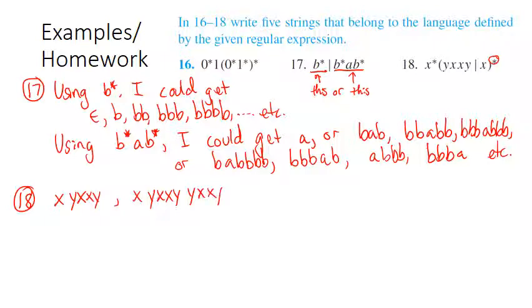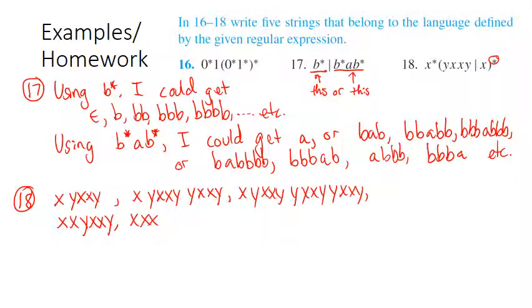I could do it a few times. I could do it 3 times if I want, however many times you want. Or I could do a couple x's in the beginning and then yxxy. I'm just doing way more than 5, but I just want you guys to understand this. I could do 3 x's in the beginning because x has a star, and then I could do yxxy, and then another yxxy if I want. So that was all using the thing on the left side of the or here.